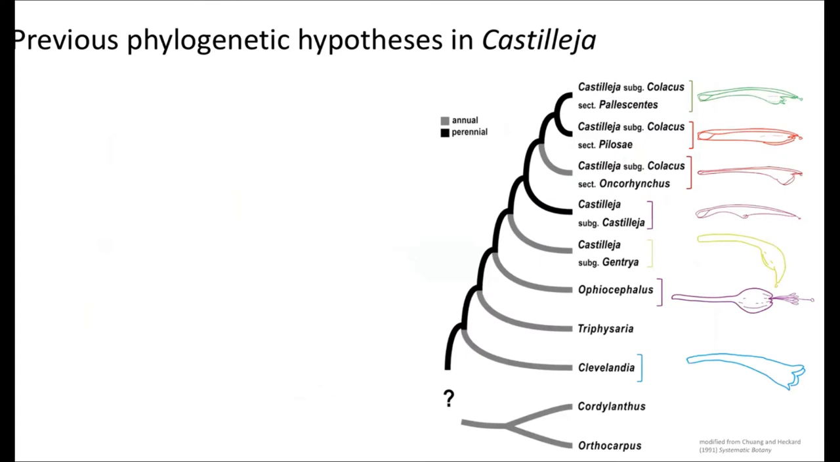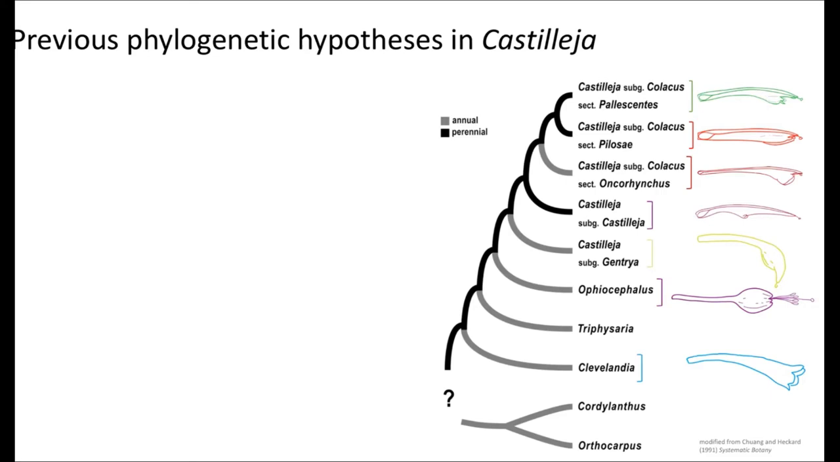Previous hypotheses of relationships in Castilleja were built by Chuang and Heckard during their work in the 80s and 90s. They were at the Cal Academy, and they were studying lots of different aspects of Castilleja. They were doing lots of chromosome counts and studying the floral morphologies and the seed types in these lineages. Chuang and Heckard generated our first hypotheses of groups. Now, this isn't an actual molecular phylogeny. This is more just a hypothetical set of relationships, but you can see that it's geared very tightly to these morphogroups.